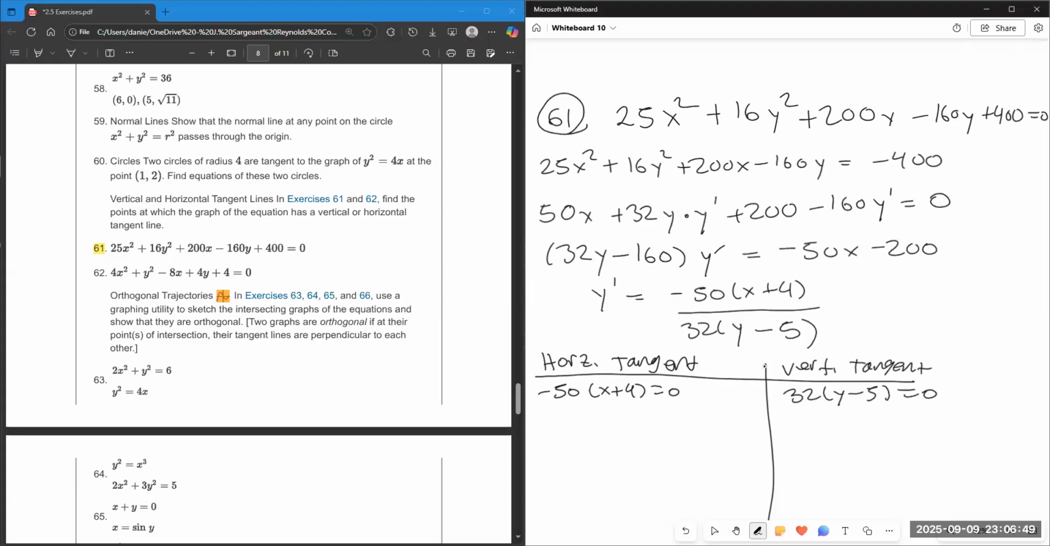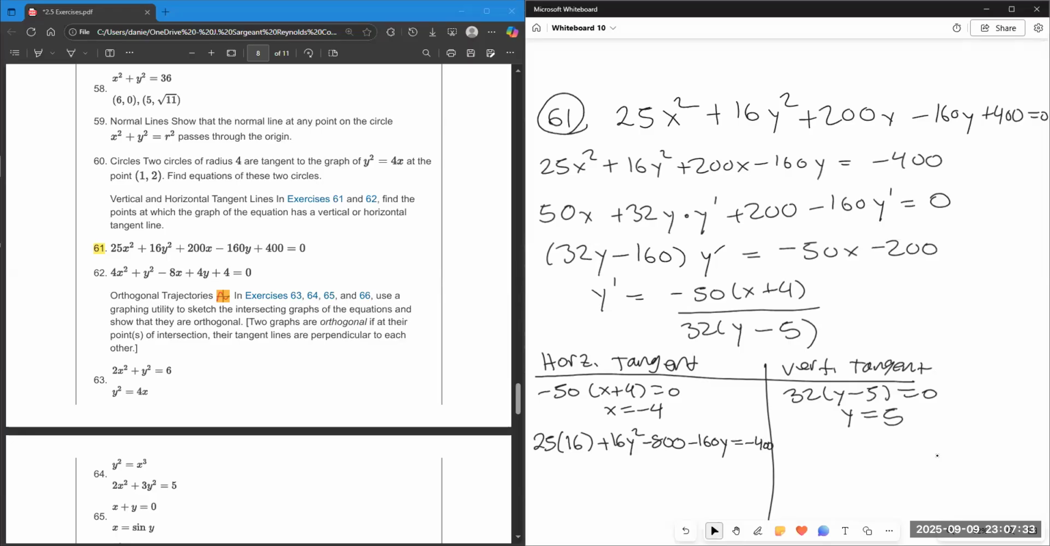I think it's pretty clear that you can see that this happens when x equals negative 4, and this happens when y equals 5. So now we need to go back to our original equation and make substitutions and solve for the remaining variables. So when x is negative 4, we have 25 times negative 4 squared is 16 plus 16y squared. Negative 4 times 200 is negative 800 minus 160y, and that equals negative 400.